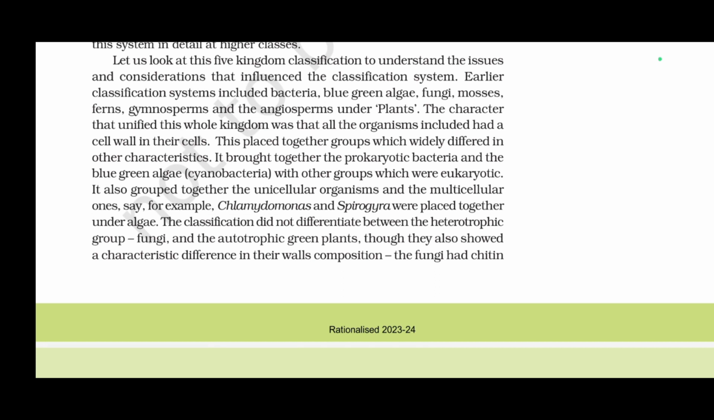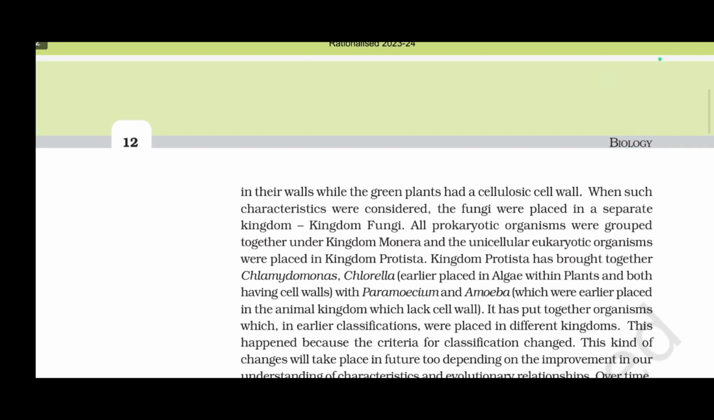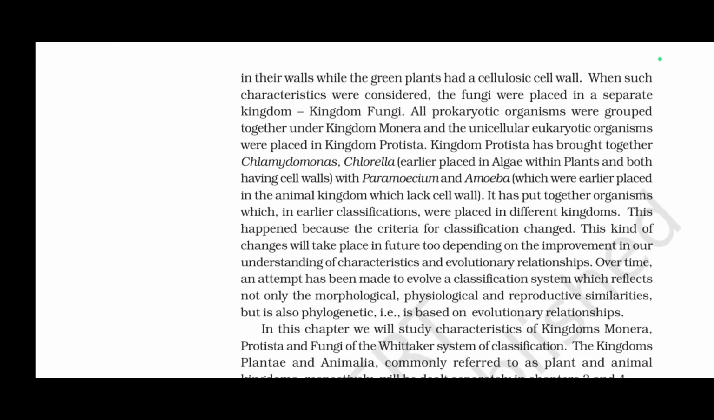The classification did not differentiate between the heterotrophic group, fungi, and the autotrophic group, plants, though they also showed a characteristic difference in their wall composition. The fungi had chitin in their walls, while the green plants had a cellulosic cell wall. When such characteristics were considered, the fungi were placed in a separate kingdom, kingdom Fungi. All prokaryotic organisms were grouped together under kingdom Monera, and the unicellular eukaryotic organisms were placed under kingdom Protista.